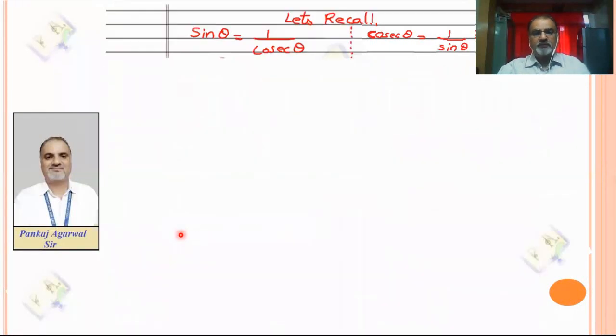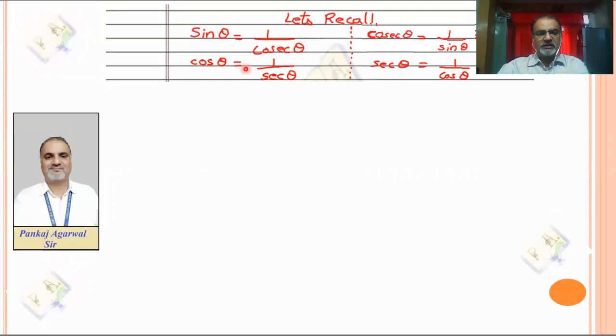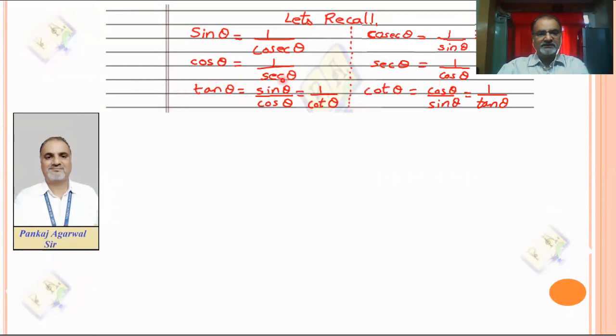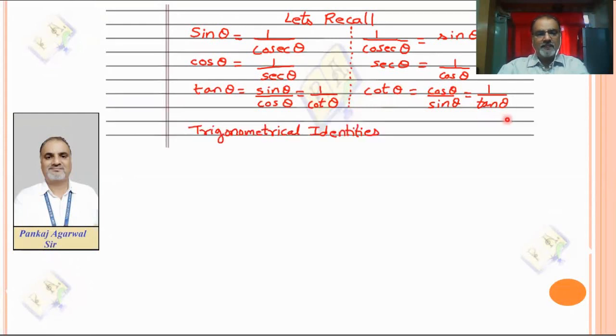Let's recall. In the last class, we talked about what is sine theta. Sine theta is 1 upon cosec theta, and cosec theta is 1 upon sine theta. Cos theta is 1 upon sec theta, and sec theta is 1 upon cos theta. Same way, tan theta is sine theta upon cos theta, or also equal to 1 upon cot theta. Same way, cot theta is equal to cos theta upon sine theta, equal to 1 upon tan theta.